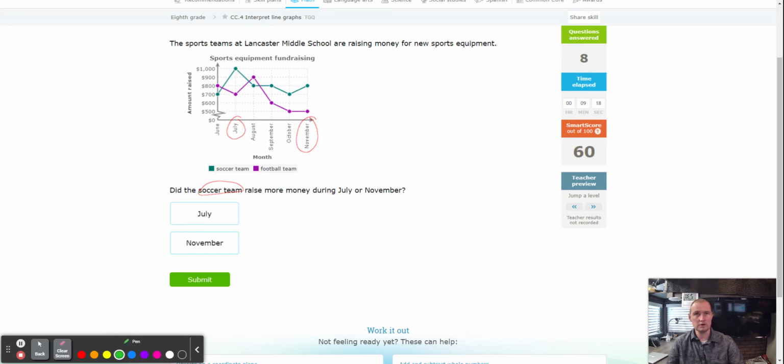So what I'm going to do is go over to green. So we're going to look at the soccer team. Why? Because the soccer team line graph is in green. Therefore, the football team, we're going to scratch it out because the purple line is extra information. Because we're looking for raising more money in July or November, we're going to go to July, up, up, up, up, up. Actually, in July, they raised $1,000. They did really good that month. Then in November, the soccer team, we're not looking at football, we're looking at the soccer team, raised $800. So in July, they did better. So the soccer team raised more money in July.